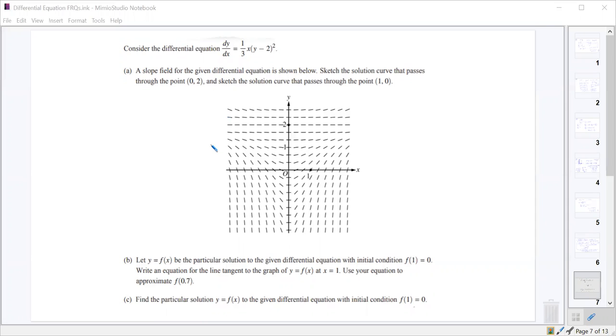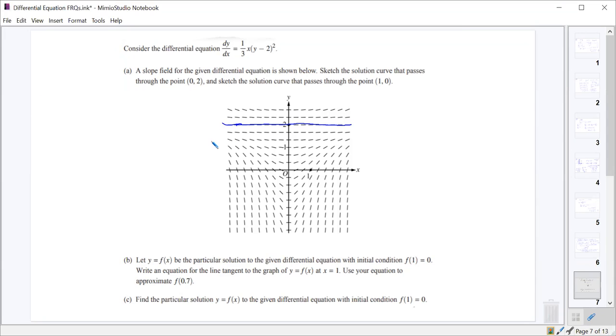It should go from the left side there. Didn't end up looking very good, but pretend that looks good, right? At (0, 2), a straight horizontal line. So that's worth 1 point. That should have been an easy point, I hope.